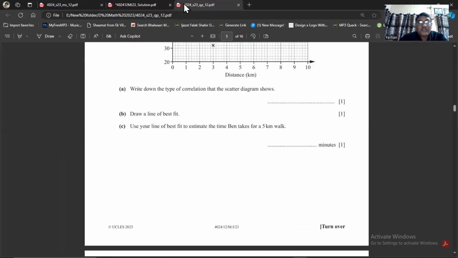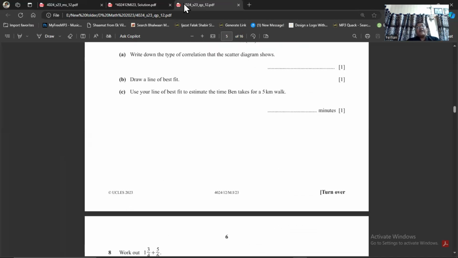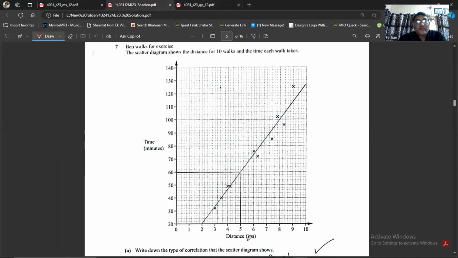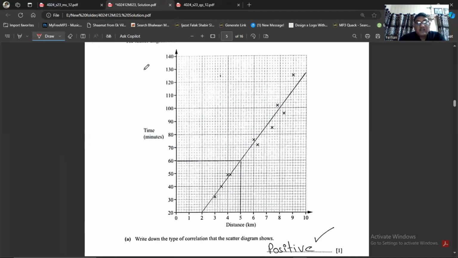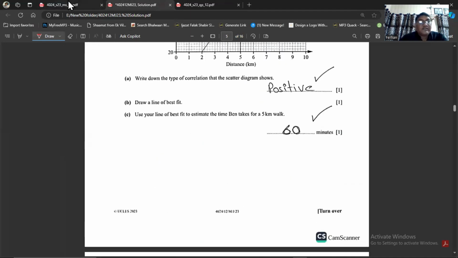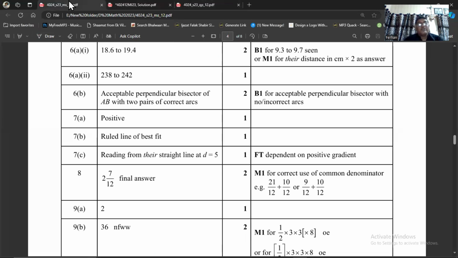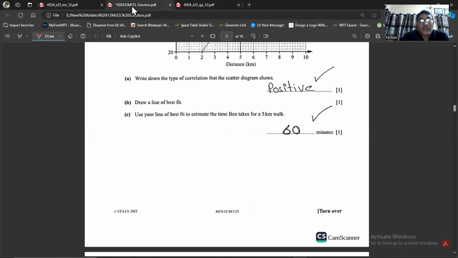Okay, then their question is, use your line of best fit to estimate the time Ben takes for a 5 kilometer walk. So from 5, I will go to the line of best fit. When I intersect the line of best fit, then I will go to the y-axis and check how much the time is. It's almost 60 minutes. So my answer is almost 60 minutes. He says reading from the straight line at d equals 5. So our answer is right.